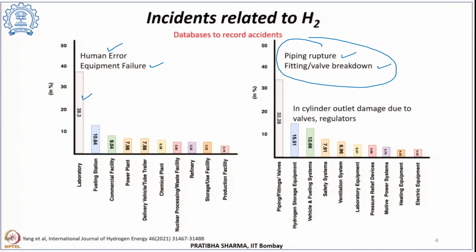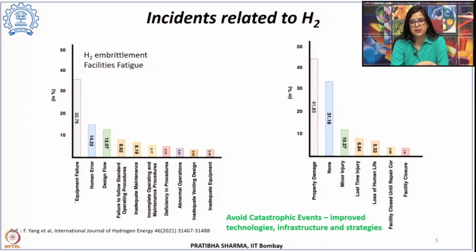Other incidents involve hydrogen storage equipment, vehicles and refueling stations, and safety systems. Basically, pipe fittings and valves are the major concerns while you are working on hydrogen. In most cases, you have to take care at hydrogen refueling stations, and while you are working on hydrogen in the laboratory, you have to take some precautions. These are some incidents related to hydrogen you can study.